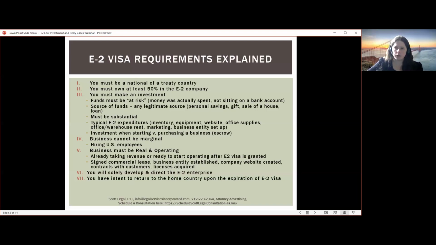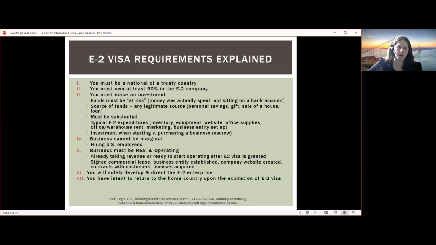As well, if you're getting a loan or you're having a gift, you still need to show the source of that money. So for example, if your parents are giving you a gift, you would need a gift letter from them that explains where they got the money. And then you would need to back that up with evidence. So if they sold a home or something like that, you would provide the proof that they had sold that home and received that money and then transferred that money to you in the form of a gift.